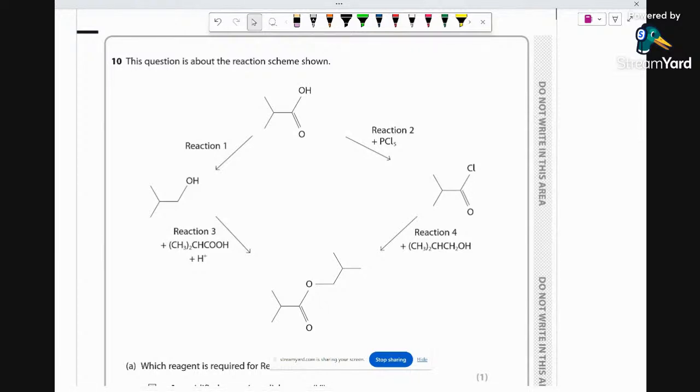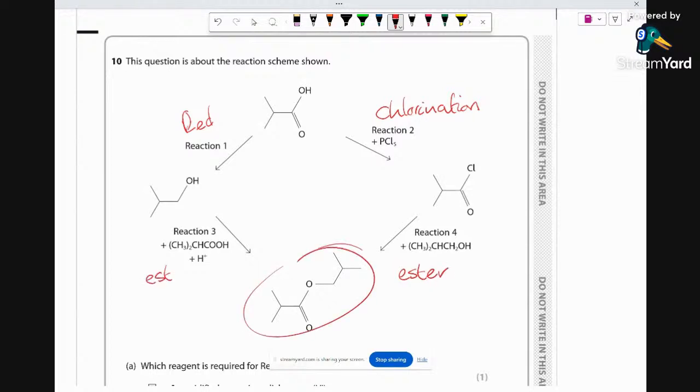PCl5 to make an acyl chloride. Reaction 1, good old lithium. We're taking a carboxylic acid and turning it back to a primary amine. So this is reduction. This is chlorination, technically. Chlorination. We're turning the carboxylic acid into an acyl chloride. This one is esterification, and this one is also esterification because they're both forming the ester. Nice ester too.